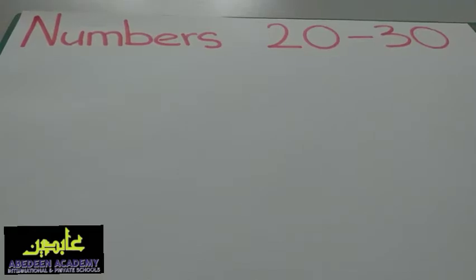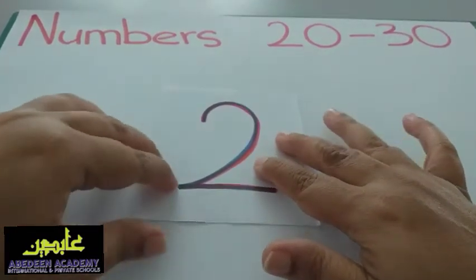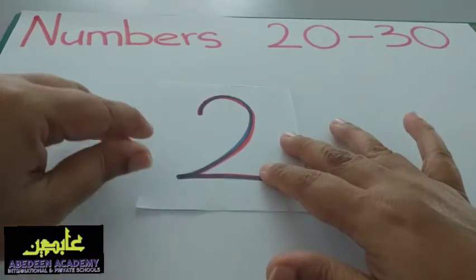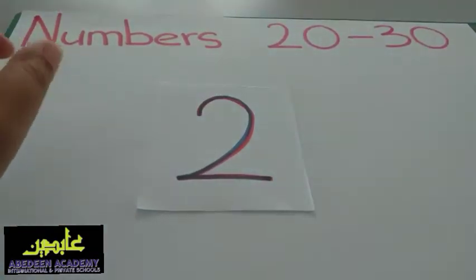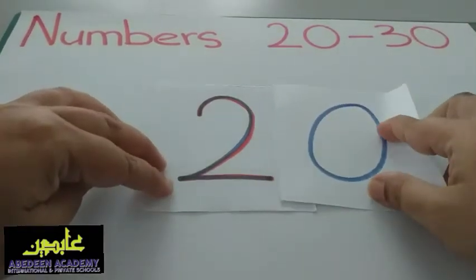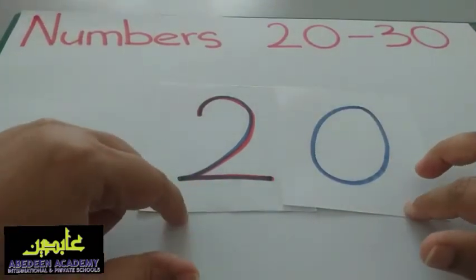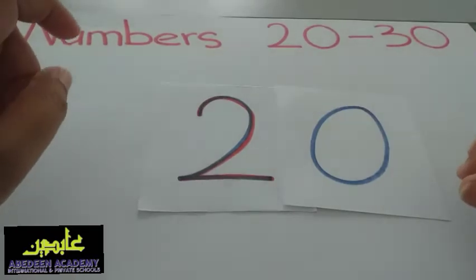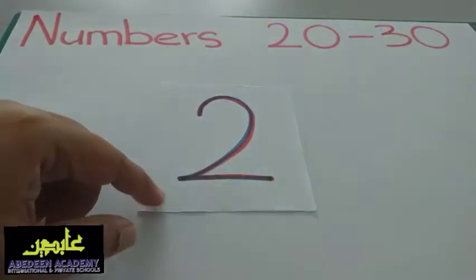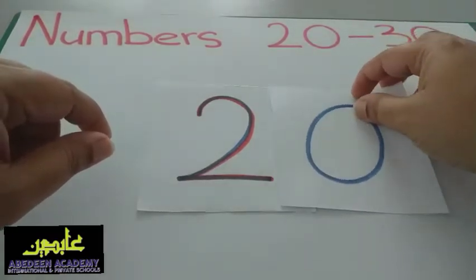So we have now already finished up to number 20. So we are going to start from number 20 to number 30 today. So as you can see, when we place one number, we just call it a single number. What is this number? This is number 2. But when we put another number near to it, for example, if we put a 0 next to 2, this becomes 20. So when 2 and 0 are together, we call it 20. But if 2 is alone, we call it number 2. But when we put a 0 to it, it is number 20.